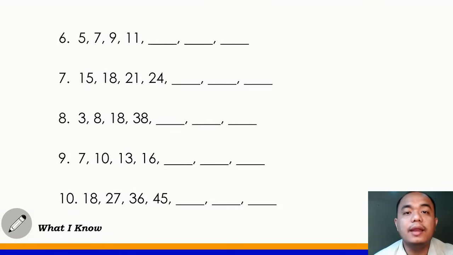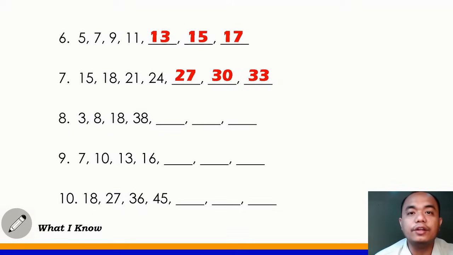For 6 to 10, let's find the next 3 terms in each item. Are you ready? Let's have number 6. 5, 7, 9, 11. What do you think are the next 3 numbers in the sequence? Number 6 is 13, 15, and 17. Number 7: 15, 18, 21, 24. What are the next 3 terms in the sequence? Yes, it's 27, 30, and 33.